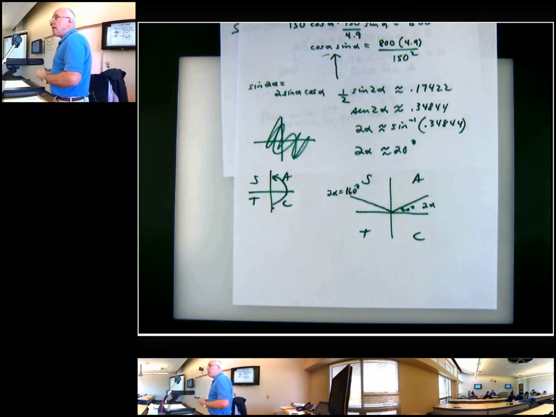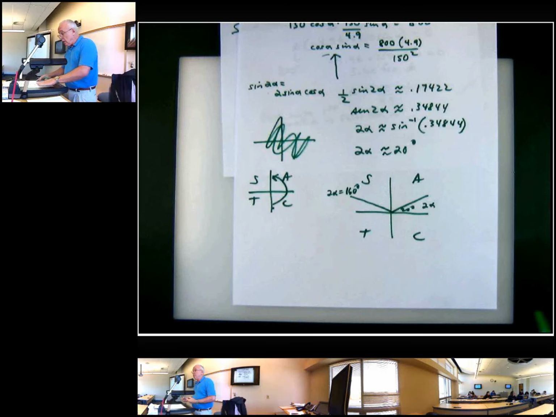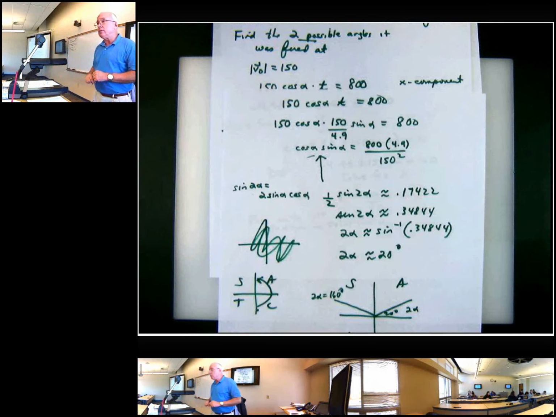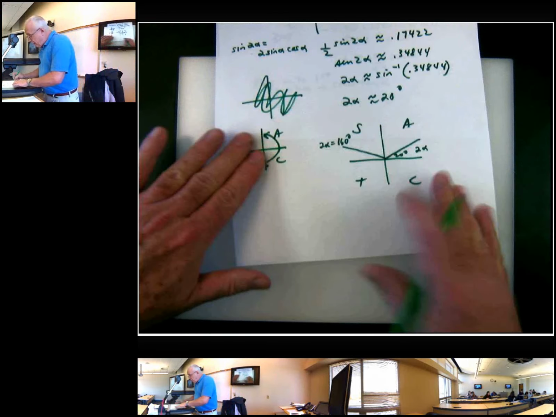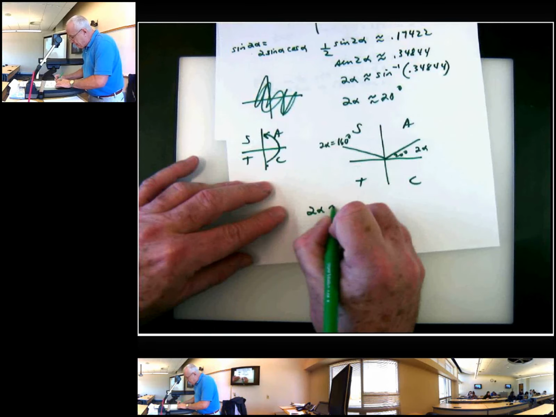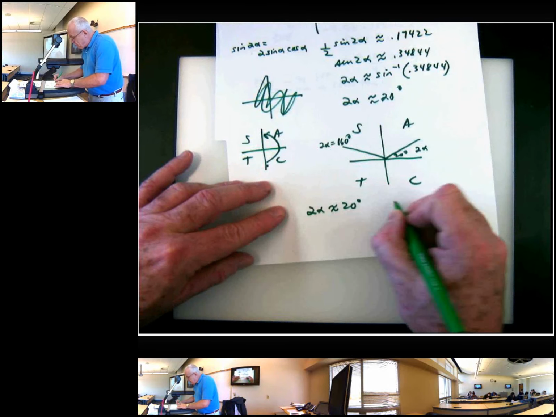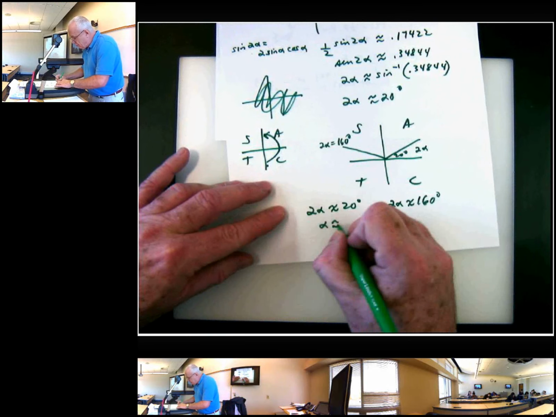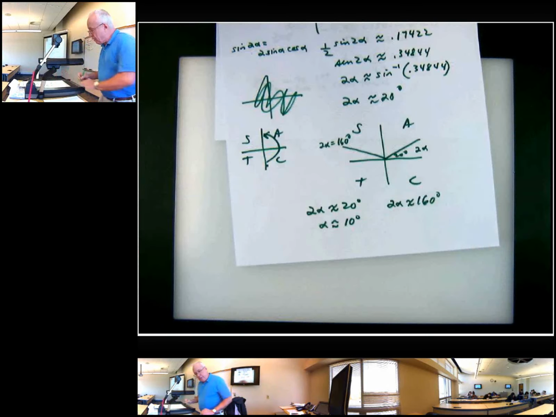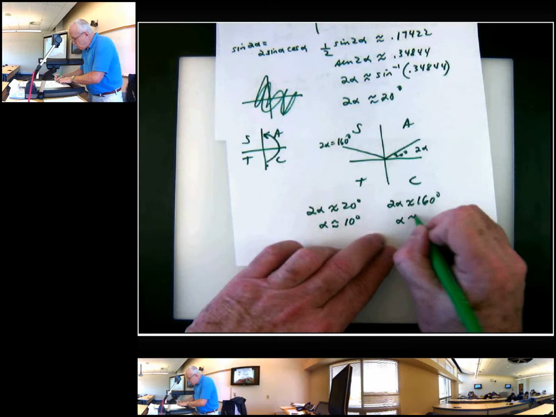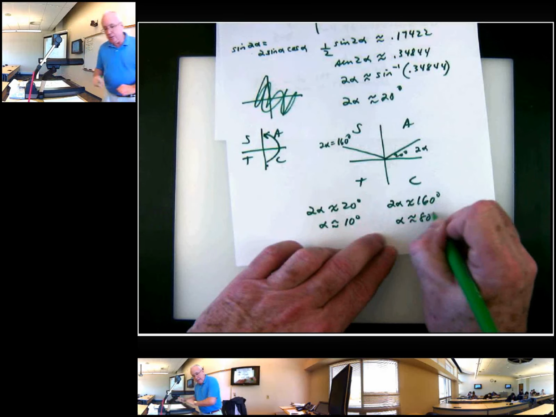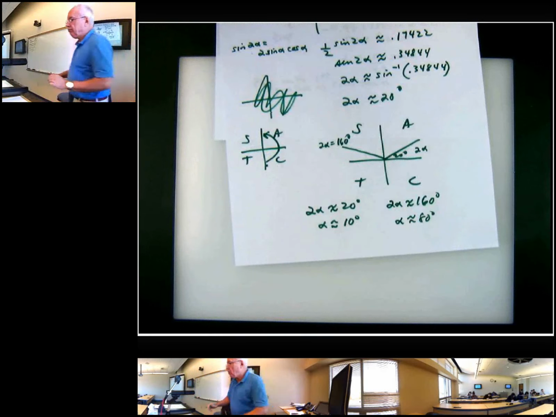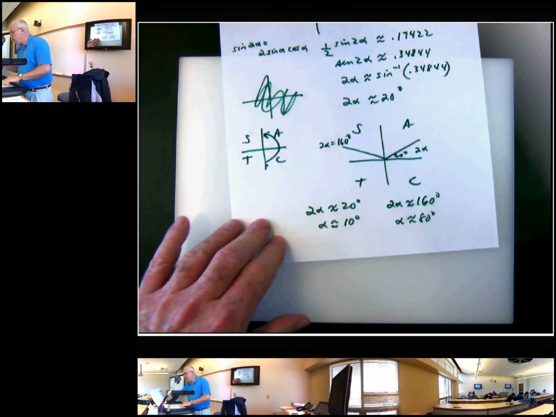Both of those angles will work. If we go way back up here, either of those angles will work. So therefore, we have 2 alpha approximately equal to 20, and 2 alpha approximately equal to 160. Divide by 2, the initial angle is either approximately 10 degrees or approximately 80 degrees when they fired it. Right. Okay. That took a little bit too long.